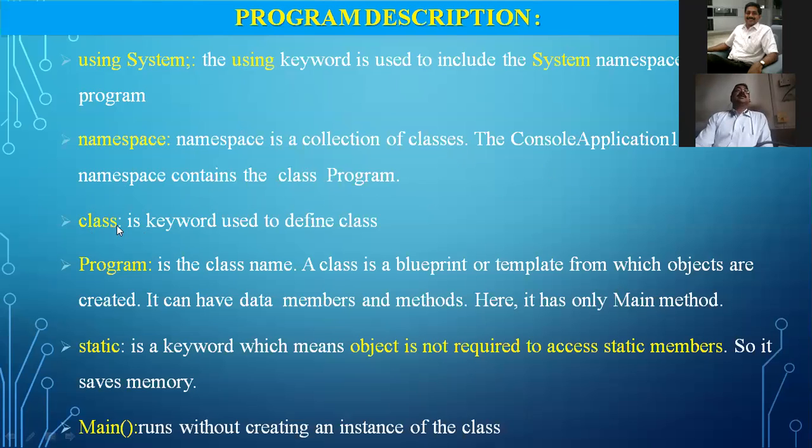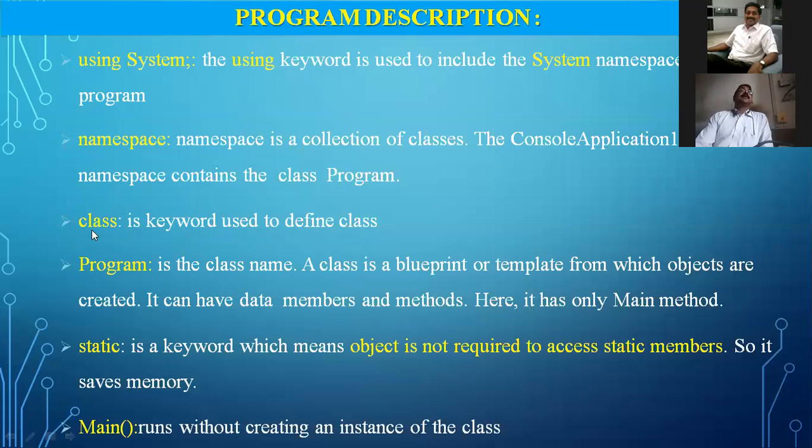Then the next statement was class. Class is a keyword. Now, which are those? The using is a keyword and the class is a keyword. Class is a keyword used to define the class. Very important that you have to write the class after using system.